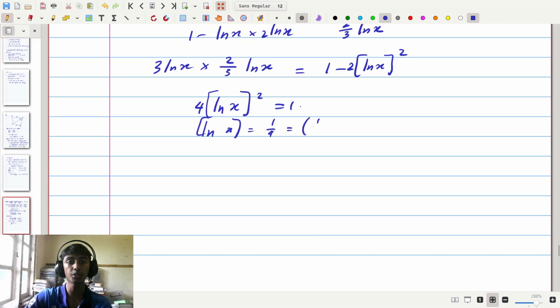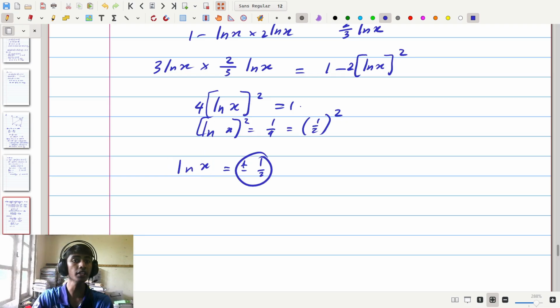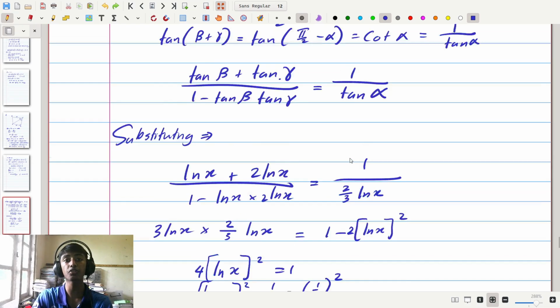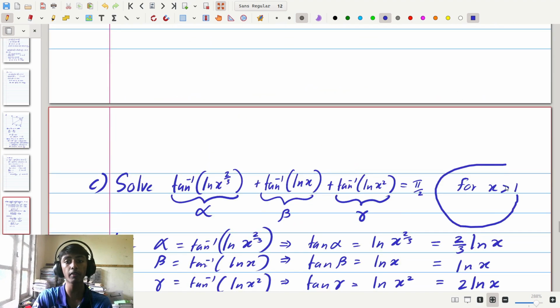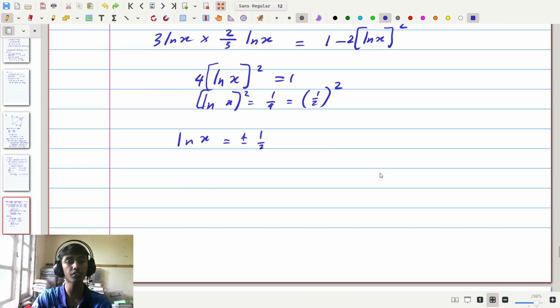which is 1 over 2 squared, and hence if we consider that, natural logarithm of x must be equal to plus or minus 1 over 2. So we got the natural logarithm of x must be equal to plus or minus 1 over 2. Now, since x was greater than 1, as we said in the question, we are solving for x greater than 1, the natural logarithm of x must be equal to the positive number here, which is going to be plus half, because x is greater than 1.